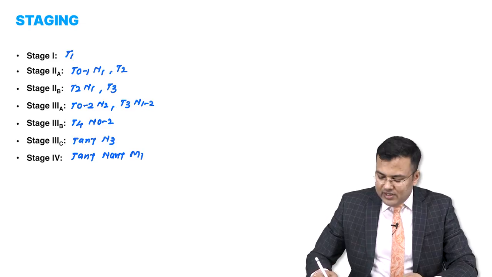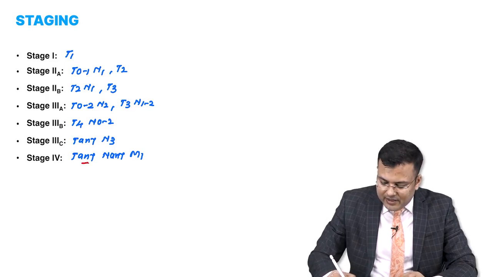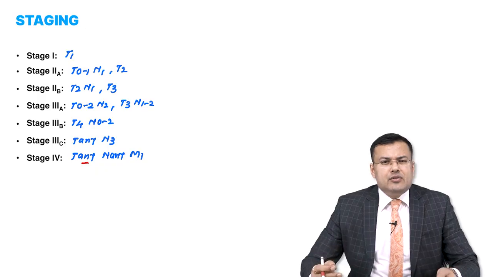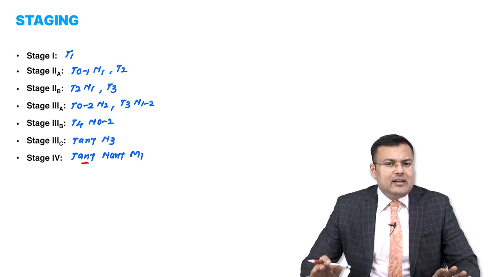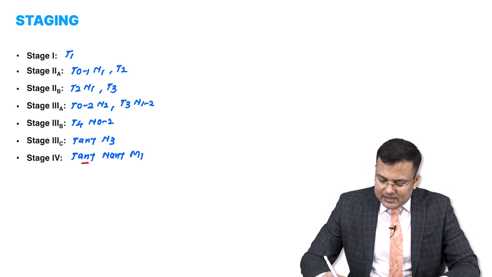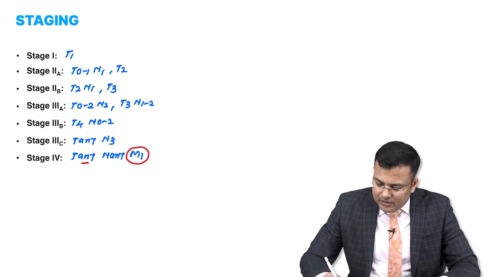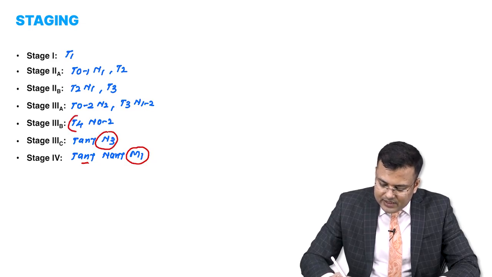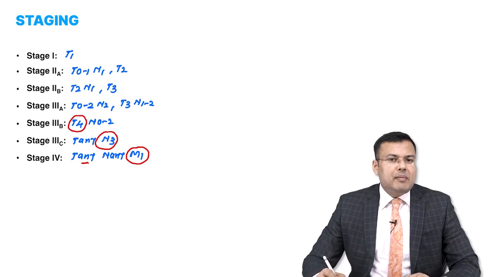Some of you didn't understand what this any means. T any T: T1, T2, T3, T4; N any N: N1, N2, N3. But if it is M1, it is stage 4. If it is N3, it is 3C. And when T4 comes, it is 3B. Rest, how to remember? It's very easy.